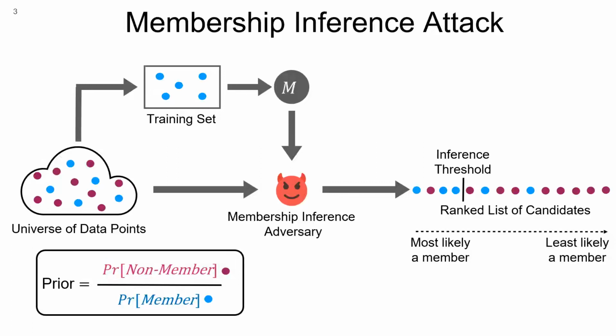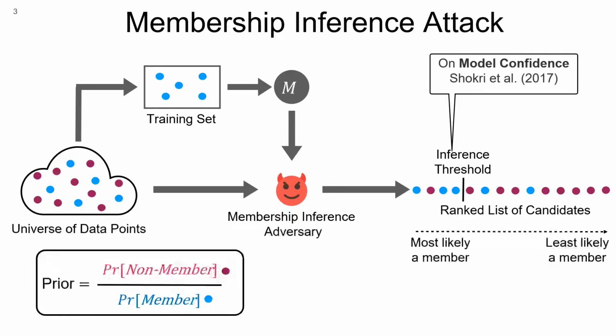In our membership inference attack framework, the adversary has access to the universe of data points consisting of blue points depicting the training set members and magenta points depicting the remaining non-members. The adversary randomly samples points from the universe and ranks them according to some criterion, such that the points on the left are more likely to be members. The adversary then selects the threshold to differentiate members from non-members.